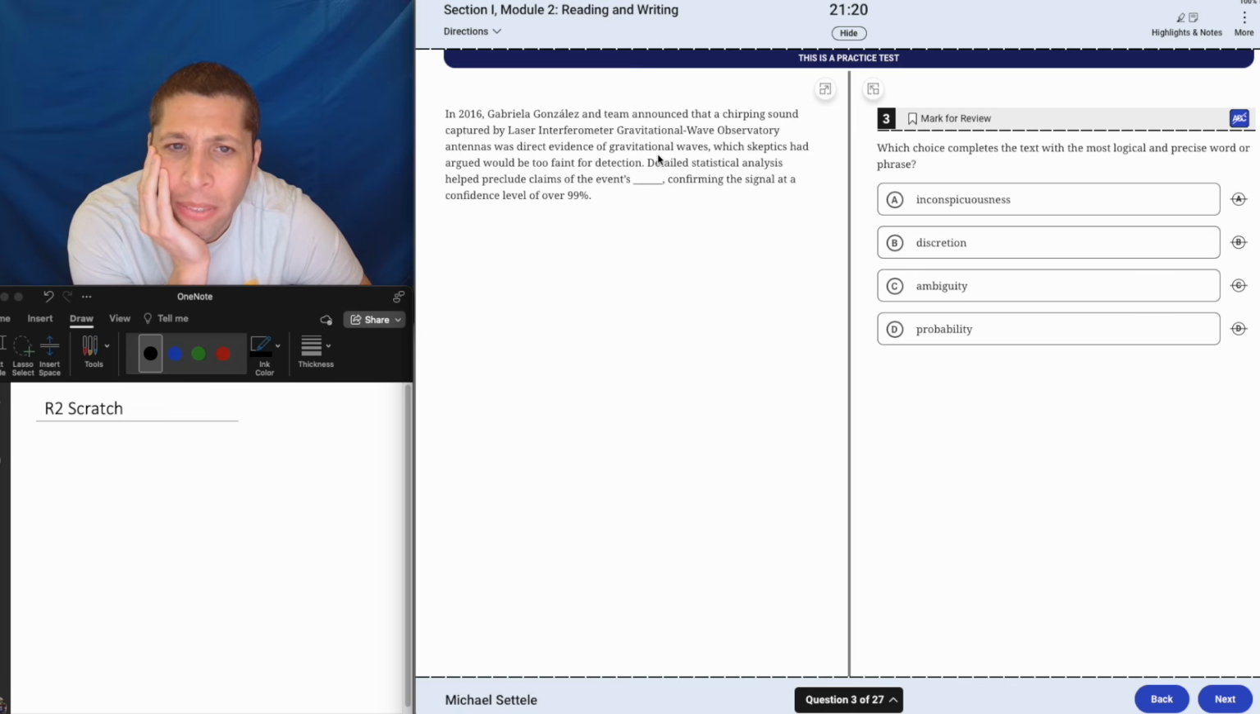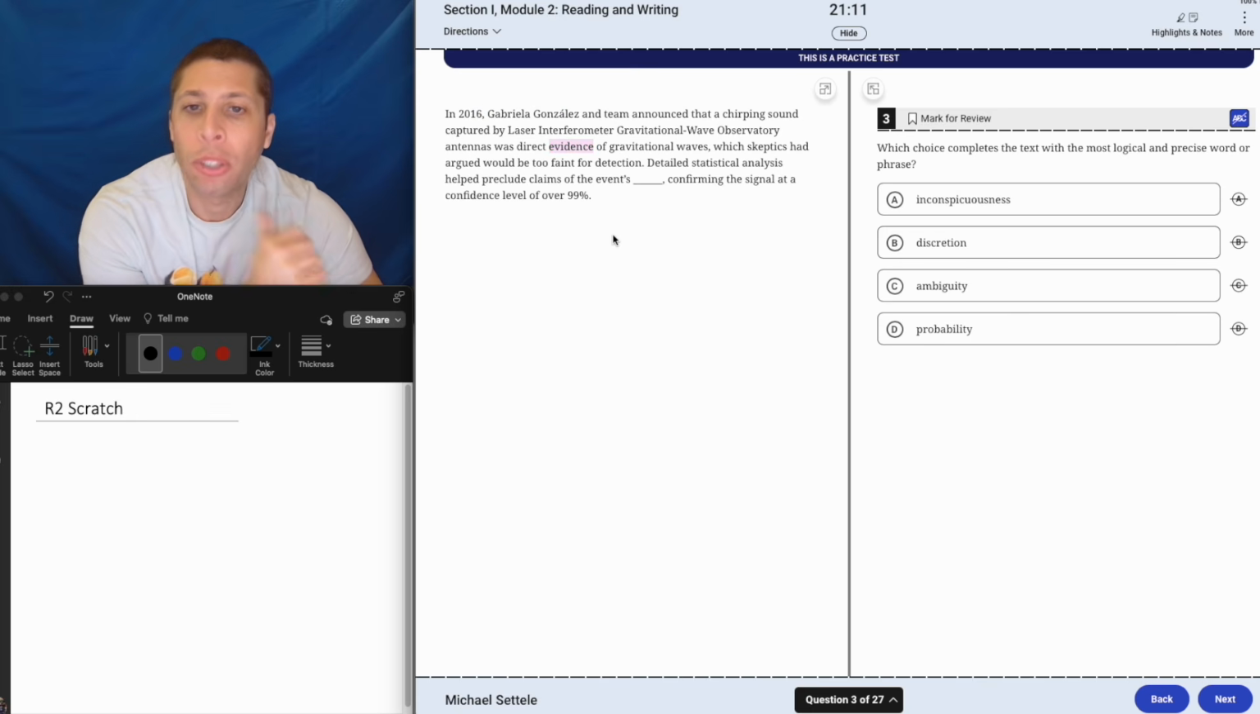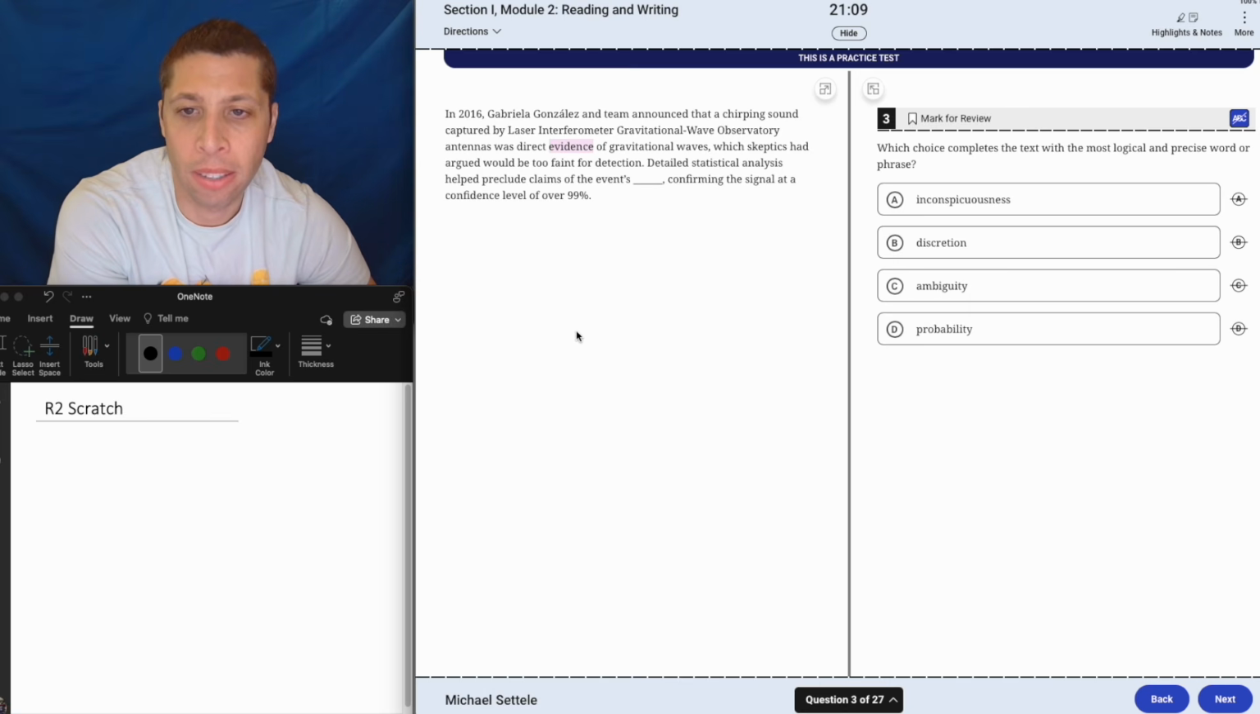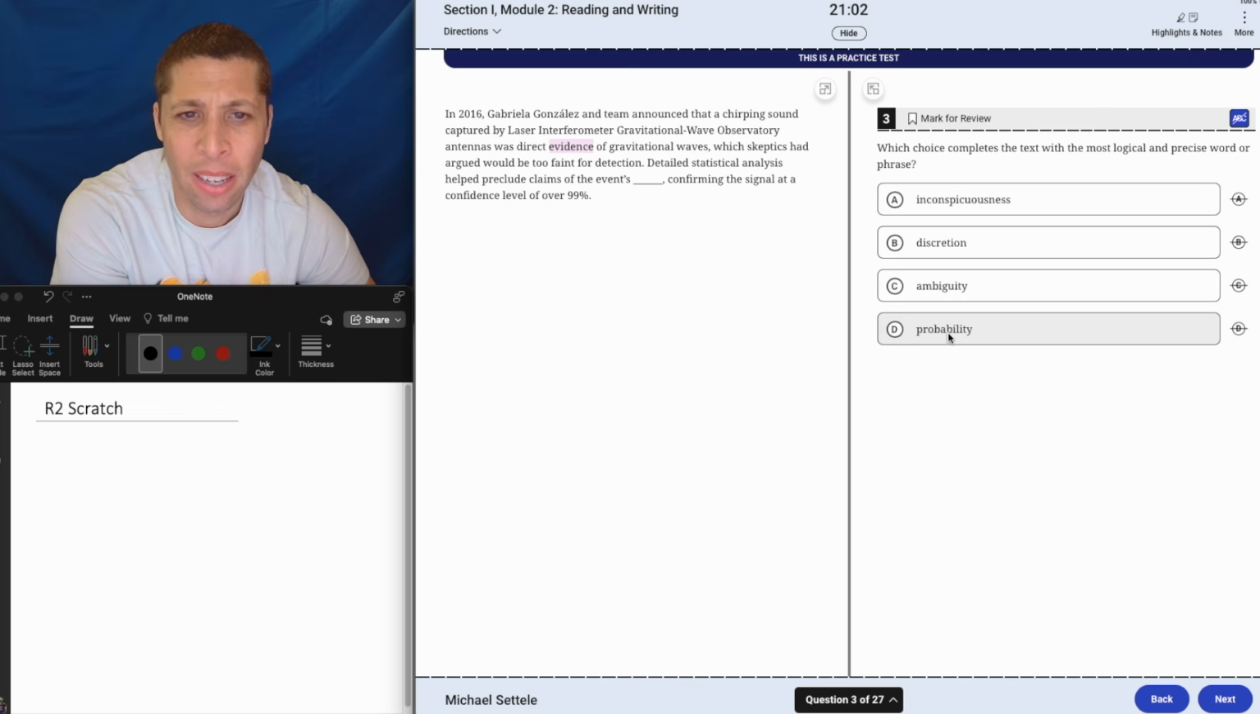It was direct evidence of gravitational waves. Okay, direct evidence. They thought it would be too faint, but they found the evidence. Detailed statistical analysis helps preclude claims of the events. I don't think any of these make sense. Confirming the signal.